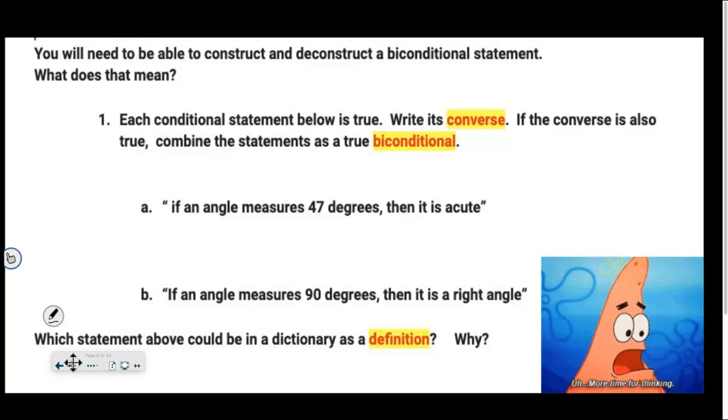So each conditional statement below is true. All right, let's read it. If an angle measures 47, then it is acute. True conditional statement. If an angle measures 90, then it is a right angle. True statement. It says then we write the converse. So above that, let's remind ourselves that that means we need to swap the if and the then, or we need to reverse it so it's Q implies P instead of P implies Q.